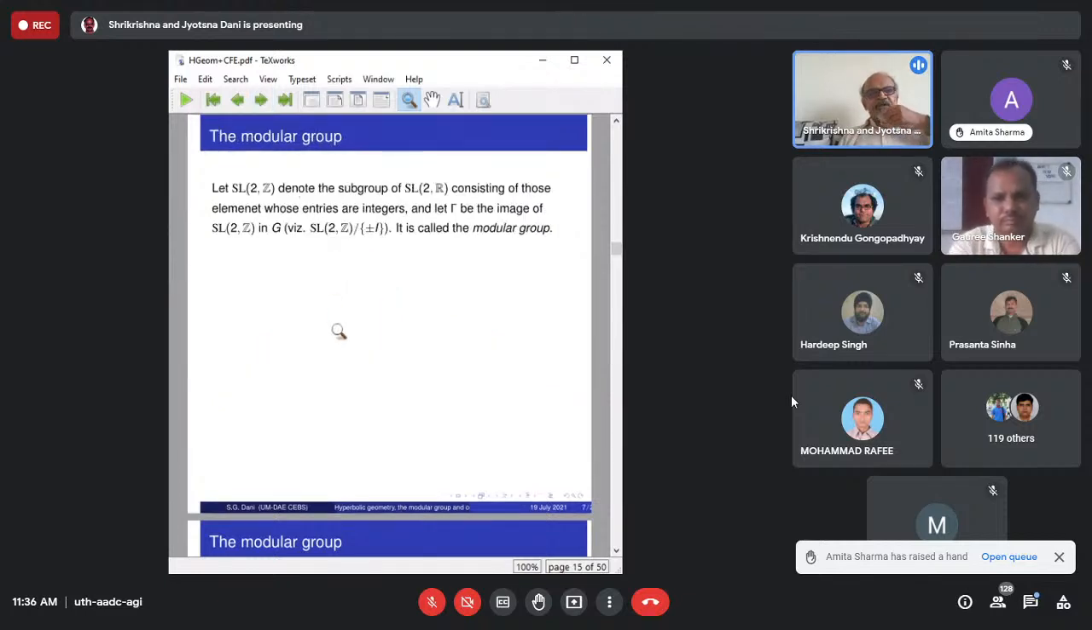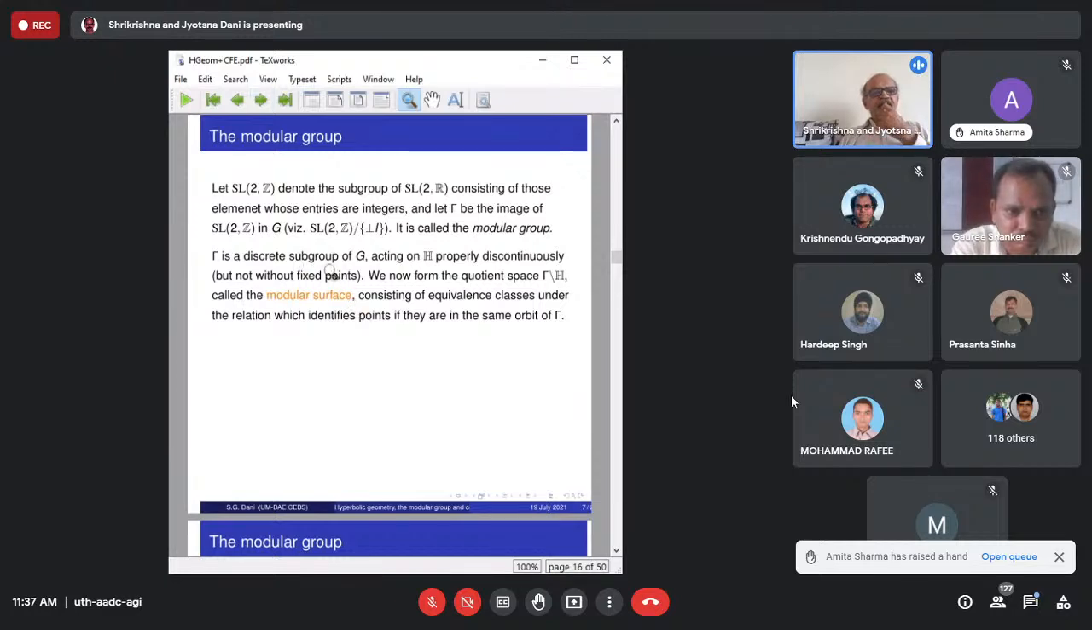Okay, now let me go to the next object that I need you to be familiar with. Now SL2R, this group was already introduced, and G is equal to this. SL2Z is the subgroup consisting of elements of SL2R which have integer entries. We look at this modulo plus or minus identity, and similarly we shall look at this also modulo plus or minus identity, and that is called the modular group. It's a discrete subgroup of the group of isometries. So gamma is a discrete subgroup, and it acts properly discontinuously.